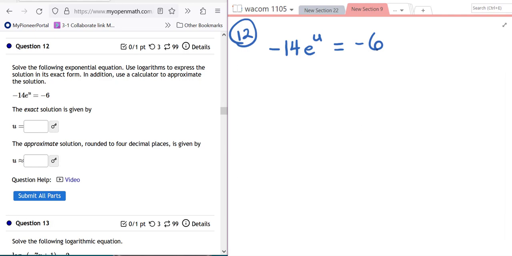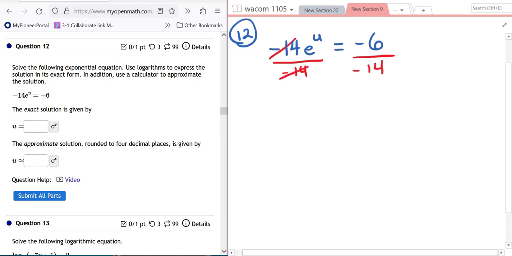Before we're allowed to do that, we have to isolate this piece that's to the power, which means we need to get rid of this negative 14. So we're going to need to divide by that on both sides. And the 2 negatives will give us plus. Also, this will reduce a common factor of 2. 2 will go into 6 3 times, and 2 into 14 will go 7. And you can use your calculator if you have a hard time there.